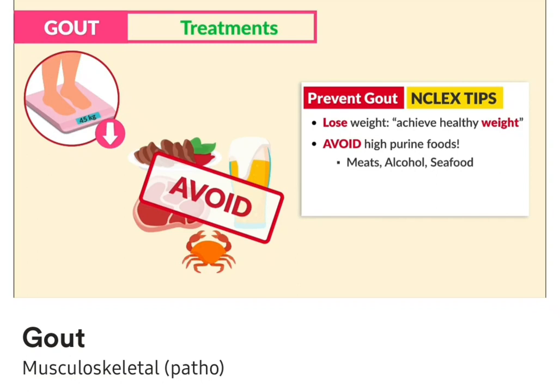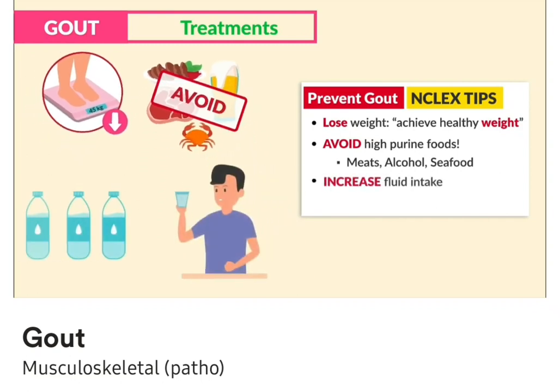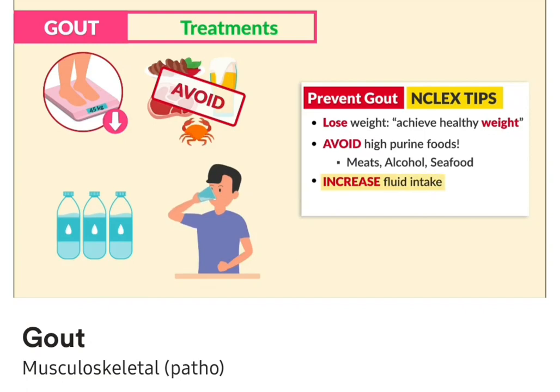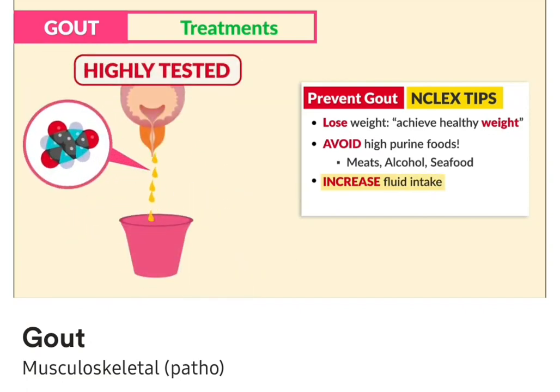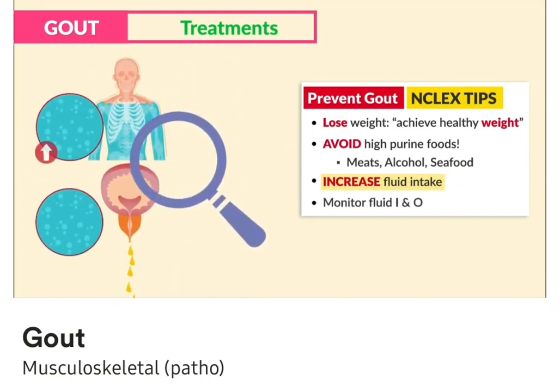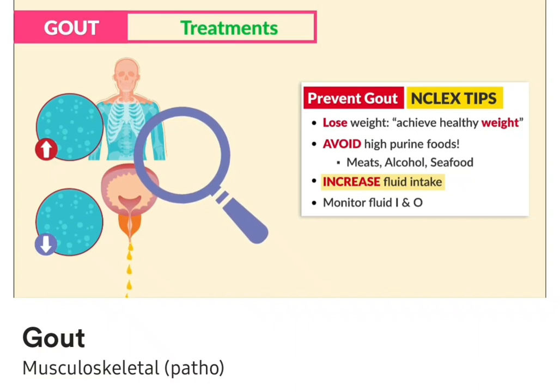Just go vegetarian. And a big one here, increase fluid intake. Highly tested there. We do this to flush out that uric acid buildup inside the body and into the potty. And we also monitor fluid intake and output, just to ensure adequate fluid balance.